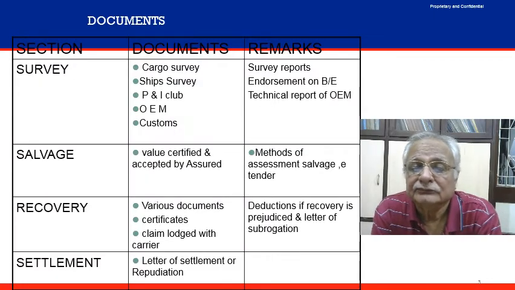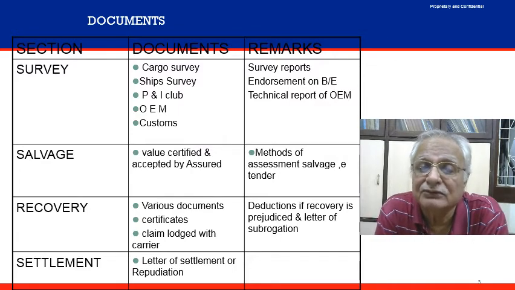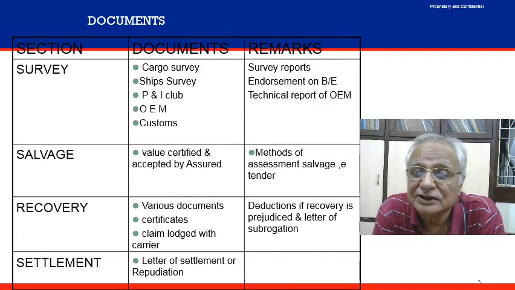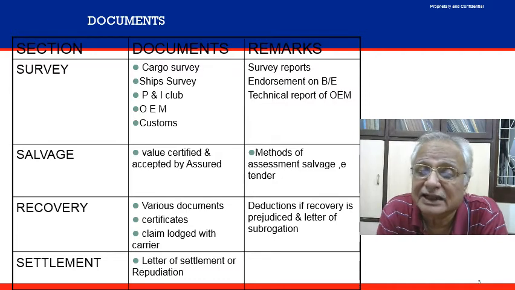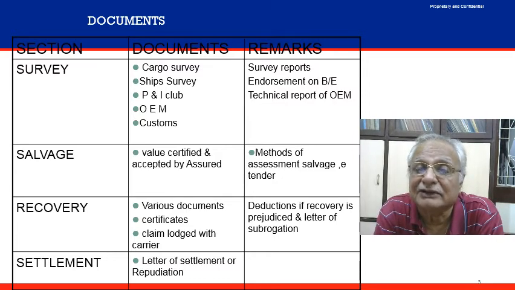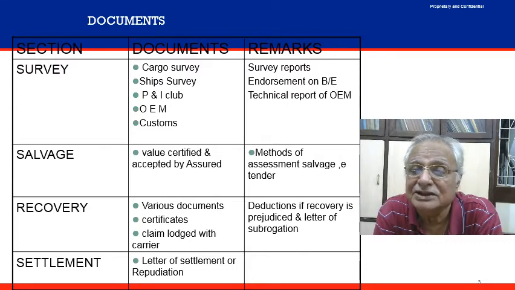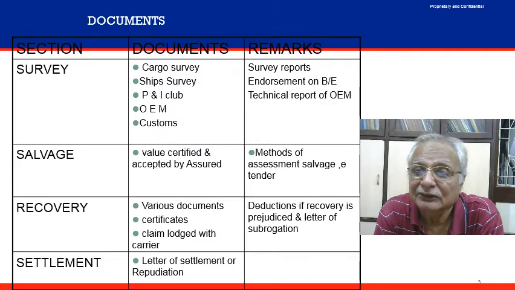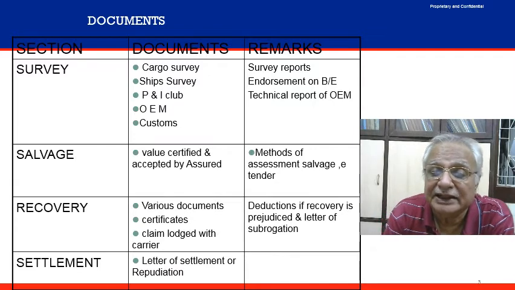Now, the next section of the document is survey. So how many surveyors are there in the docks premises? There is a cargo surveyor. The cargo surveyor is a surveyor appointed by the insurance company. And then there is a ship survey, ship surveyor or P&I club surveyor.